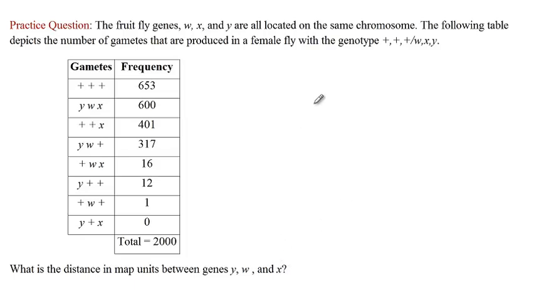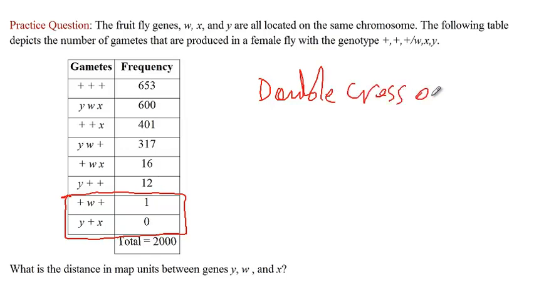So the very first thing that you need to do for this example is to find out the order of genes: which two genes are farthest apart and which one is located in between. This is actually easy to answer, because you have to look for the two gametes that have the lowest frequency. And in this example, plus W plus and Y plus X have the lowest frequency, meaning that these two gametes developed from a double crossover, because double crossovers are so rare that the gametes that result from double crossover have the lowest frequency.